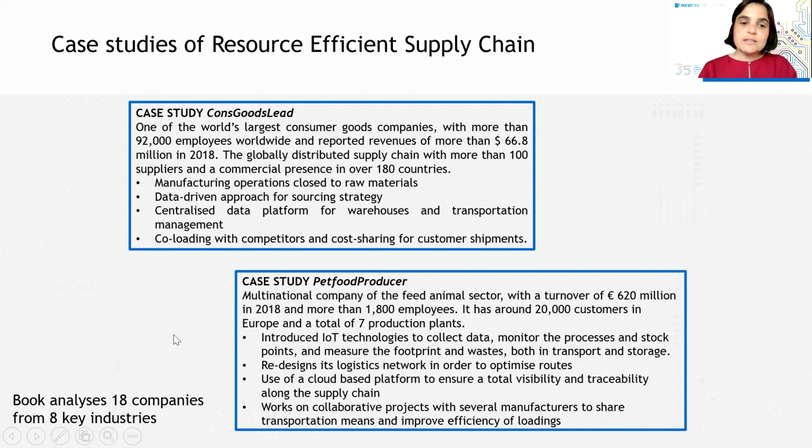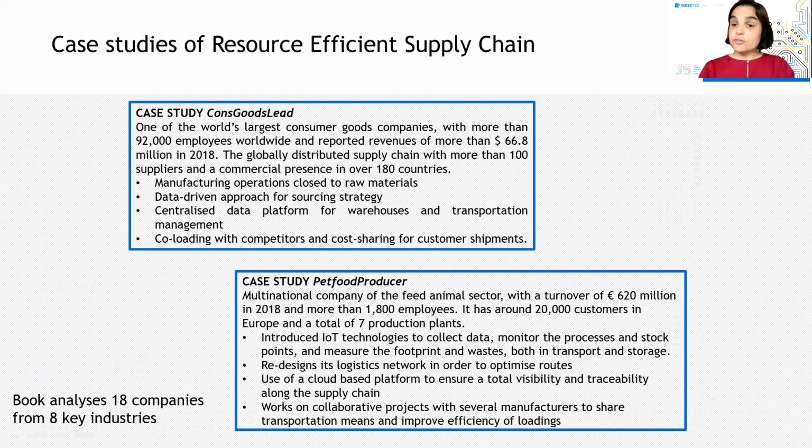They continuously redesign the logistics networks in order to optimize routes, and they use a cloud-based platform to ensure total visibility and traceability along the supply chain. Furthermore, in this case study, they work on collaborative projects with several manufacturers to share transportation. So these are two examples of the cases we studied.